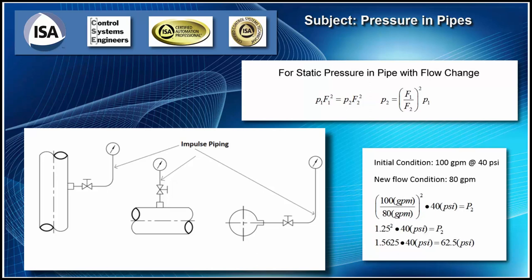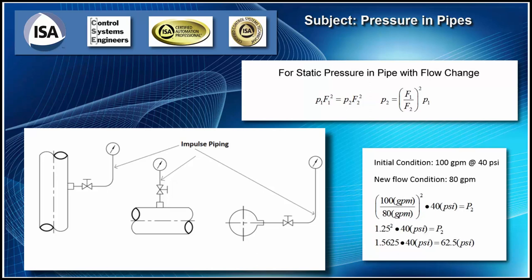We square that. So that's 1.25 squared equals 1.5625. Then we multiply that multiplier times 40 psi, and we get our pressure is 62.5 psi when we're flowing at 80 gallons a minute. So we see our pressure did increase when we slow our flow rate down.